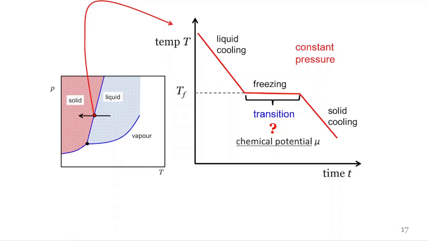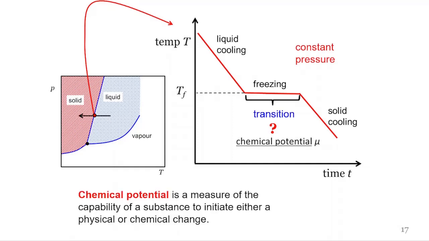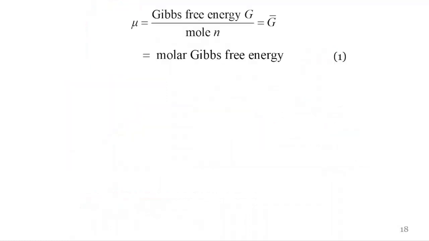Now, what is basically happening in this region? To help us understand this, let's look at a quantity known as chemical potential. The chemical potential is the measure of the capacity of a substance to initiate either a physical or a chemical change. Mathematically, chemical potential is equal to Gibbs free energy divided by the amount of the substance. And this is denoted by G bar and is called molar Gibbs free energy.